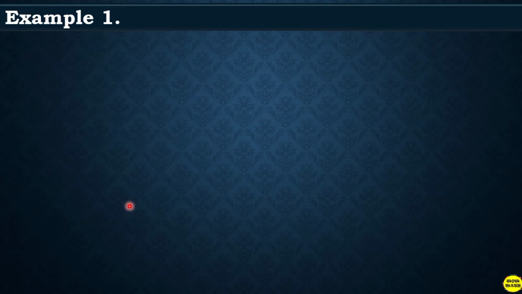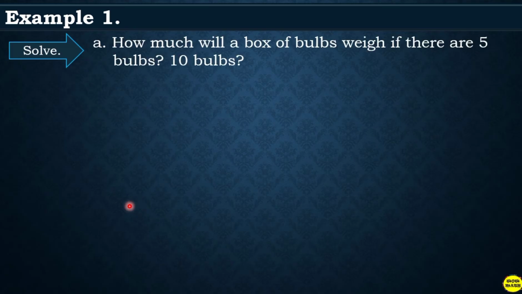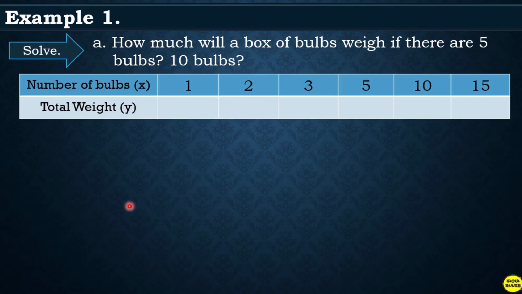Okay? So, let us solve. So, how much will a box of bulbs weigh if there are 5 bulbs and 10 bulbs? So, ang hahanapin natin ay yung kapag ang laman ay 5 at 10. So, let us try to solve 1, 2, 3. Kung ang bilang ng bulb sa isang box ay isa lang, tapos dalawa, tatlo, and then ito yung hinahanap natin. So, dito tayo magpo-focus. But let me show you first ito, yung tatlo, para masanay lang tayo kung paano mag-solve. So, ito yung bilang ng bulb sa isang box.